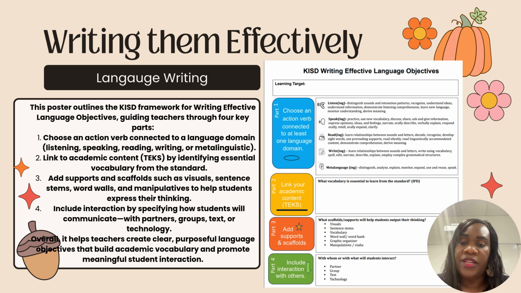Part 3, add supports and scaffolds such as visuals, sentence stems, word walls, and manipulatives to help students express their thinking. Four, include interaction by specifying how students will communicate with partners or groups in text or technology. Overall, it helps teachers create clear, purposeful language objectives that build academic vocabulary and promote meaningful student interaction. So remember, this is a document that you want to use so that you can break down all four parts to make sure you're including everything needed to have an effective language objective written.